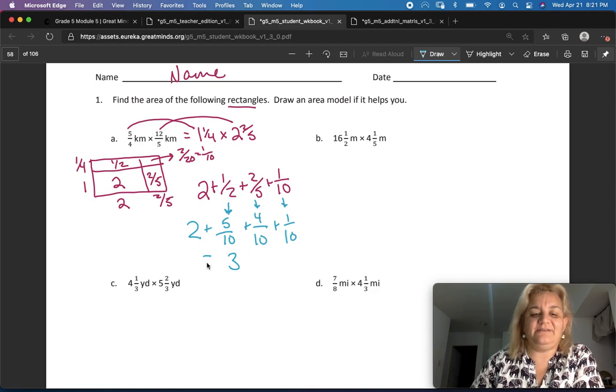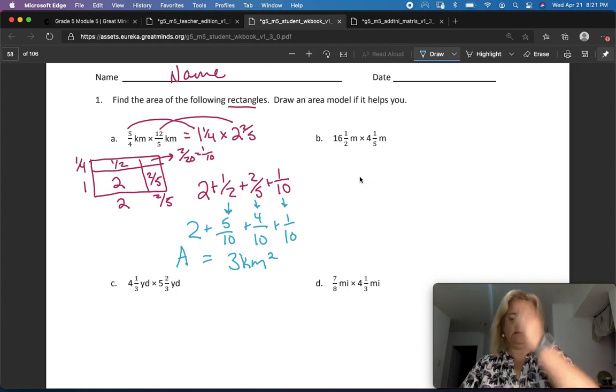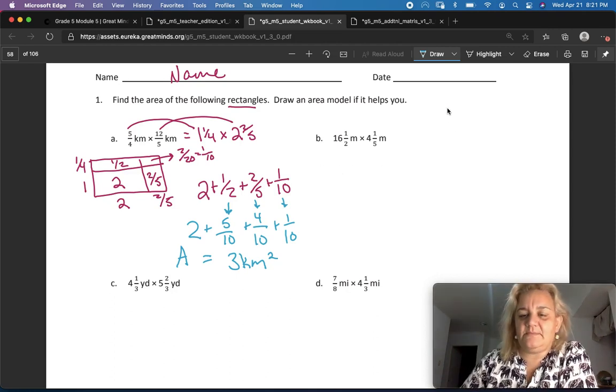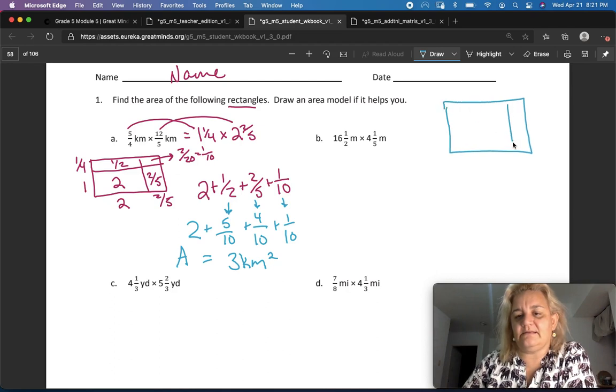Now I have to use my label. So I've got kilometers, and because it's an area problem, squared. Area equals 3 kilometers squared. Next one. 16 meters times 4.5 meters. I'm going to draw my rectangle up here. And I've got 16 going this way and a half, and then 4 going this way and a fifth.